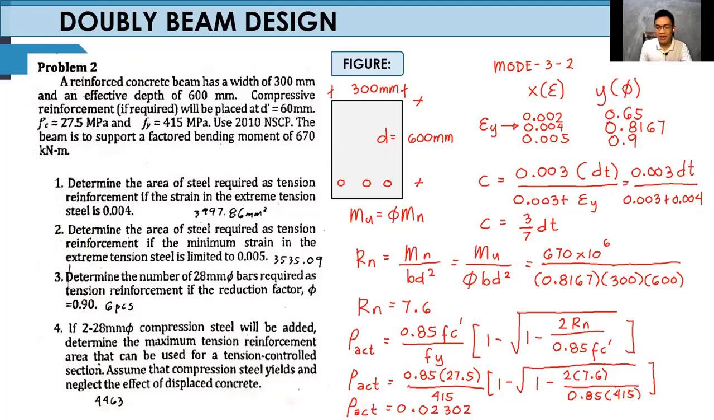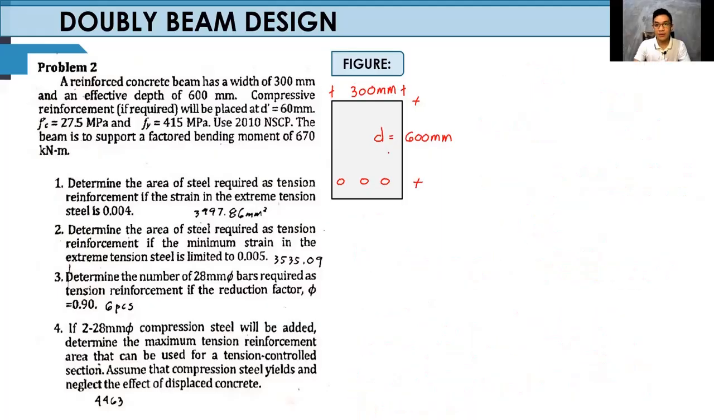So therefore, solve natin yung ating rho maximum, di ba? So we must check if this is doubly or singly. So solve natin si rho maximum. If rho actual natin is greater than rho maximum, therefore our beam is a doubly reinforced beam. Therefore, kukunin natin yung ating itaas at sa baba na area natin. Okay? So proceed tayo to our next slide.